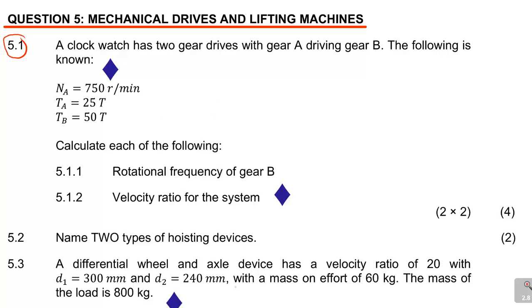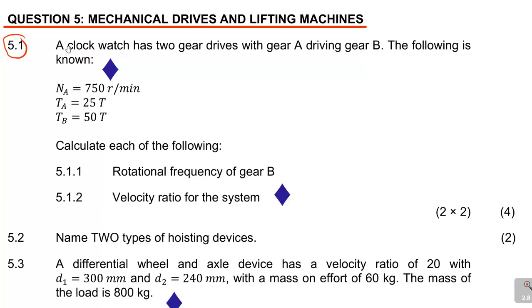Whenever they give you this information, sometimes it's good to sketch what is happening so that you can have a better understanding of this. So if I'm to sketch this, it says a clock watch has 2 gear drives. So we are talking about gear drives, right? So if I'm to sketch that, I've got the smaller drive and I've got the bigger drive. They are touching each other. It's not going to be a smooth round. So this is how the gear drives are.